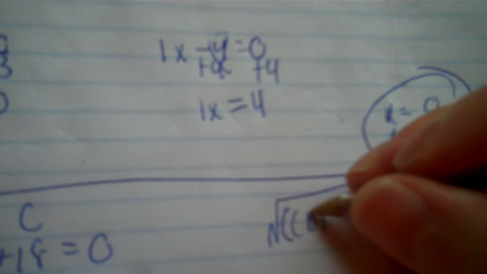Okay, and I use the discriminant, okay? The square root of b squared minus 4ac. I'm going to put a second parentheses there. So the b we know is negative 9, and then a is 1, c is 18. Okay, so I'm going to plug that into the calculator.